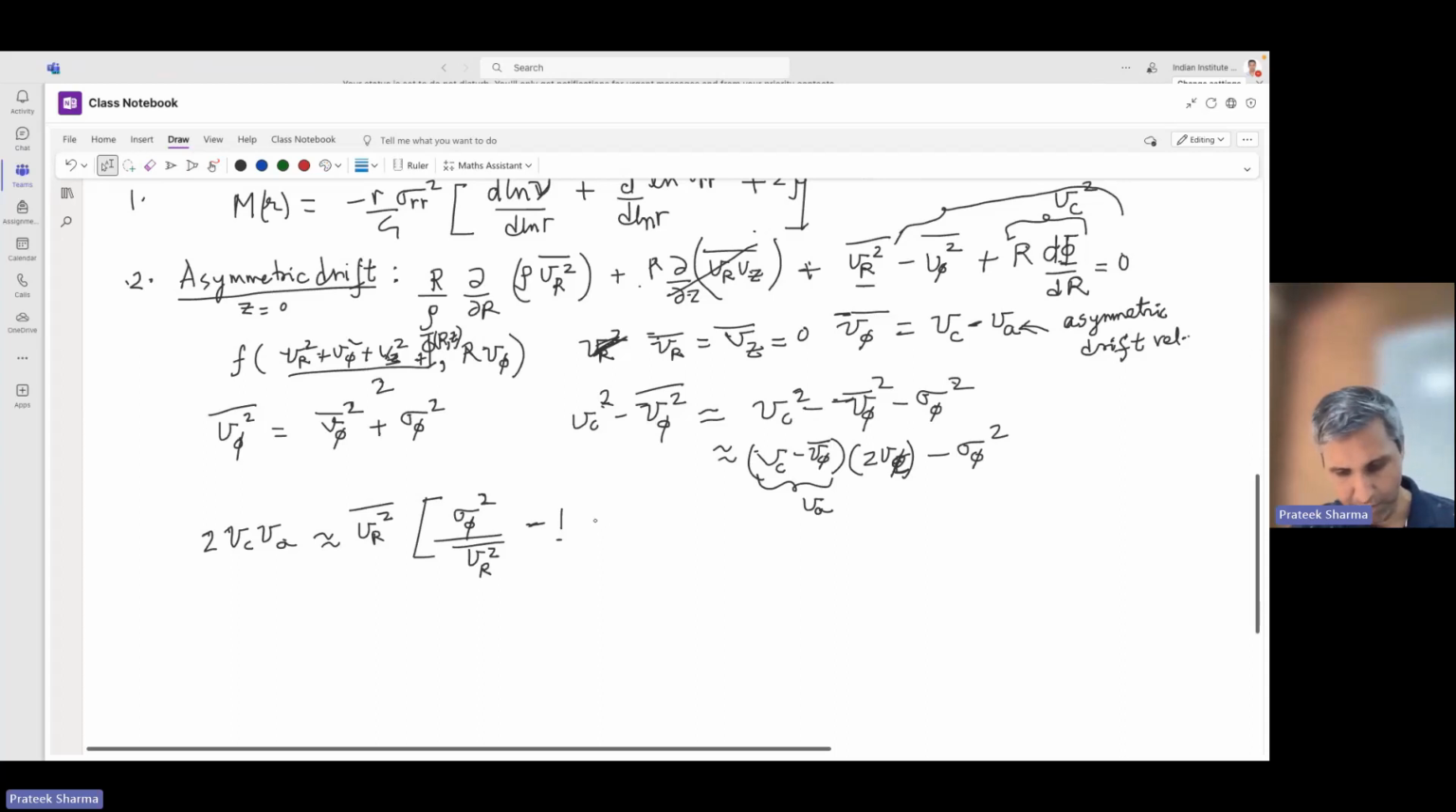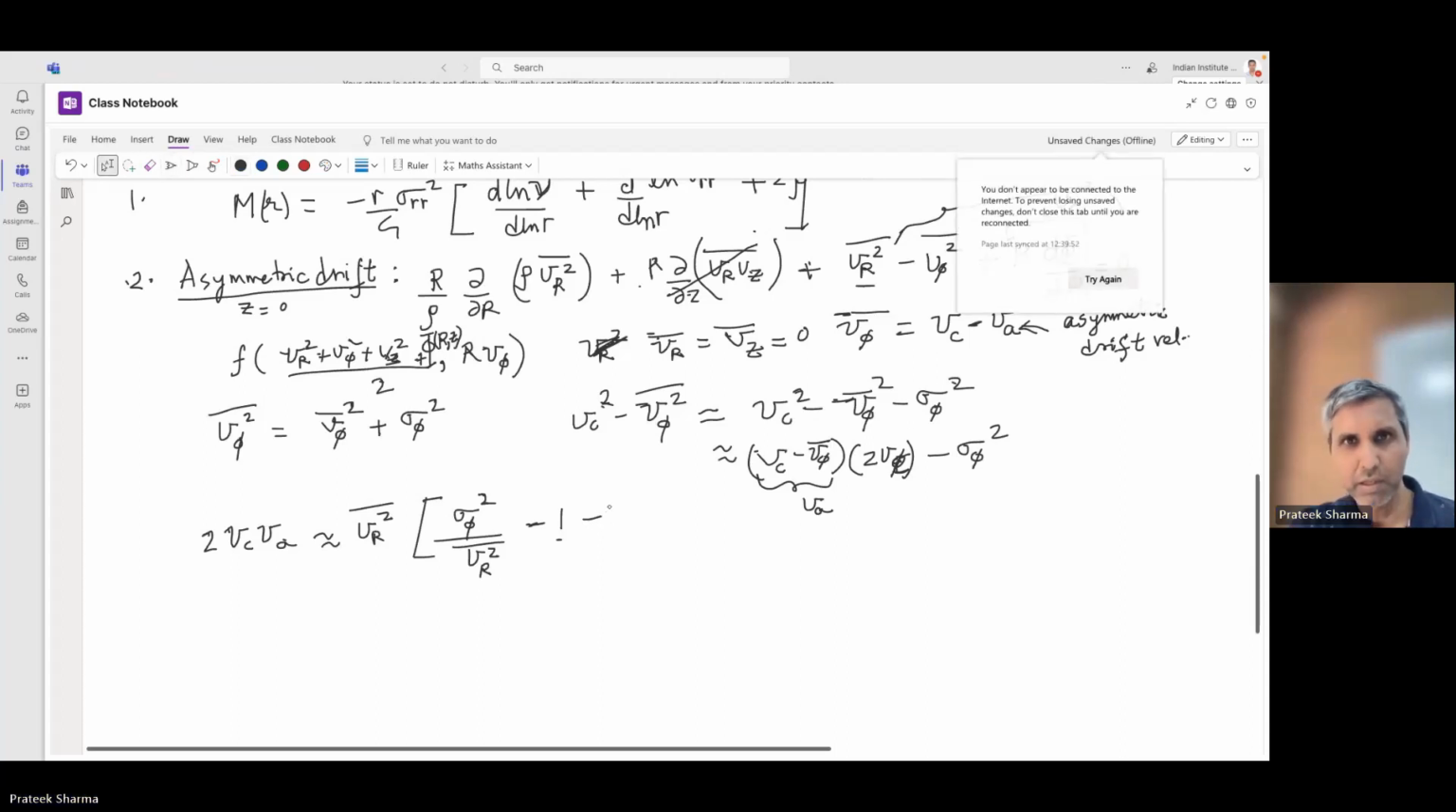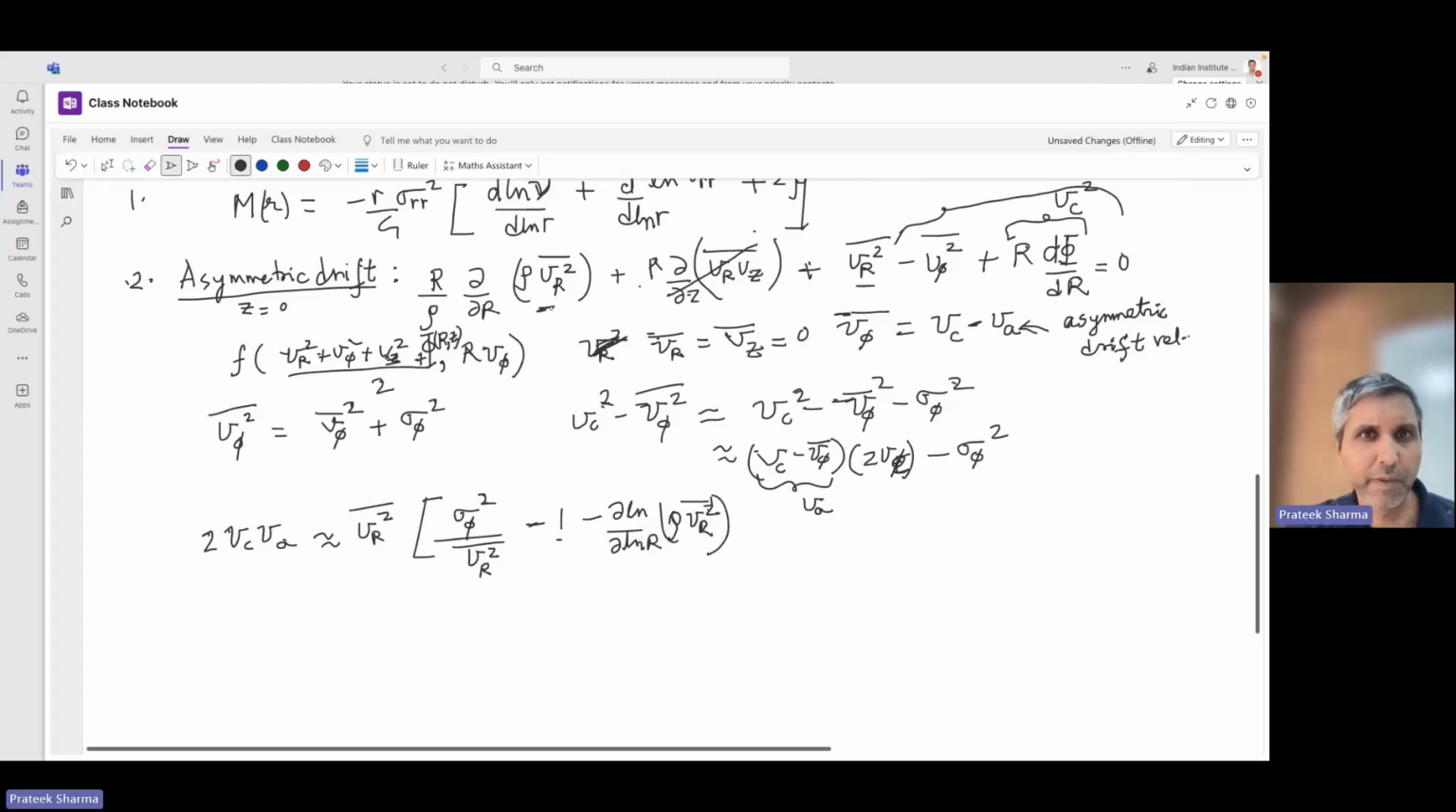So this minus 1 minus dou log rho by dou log R, VR squared bar. So this is this term, right? I'm writing this term, and I'm actually just taking the dimensional part out and writing terms in this bracket which are order unity, like logarithmic derivatives and ratios of velocity squares and things like that.